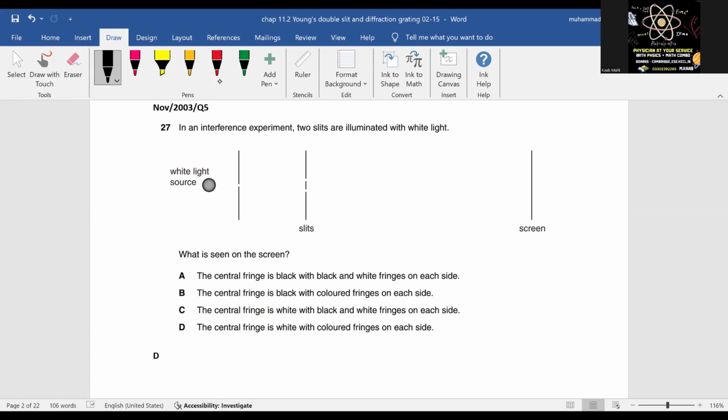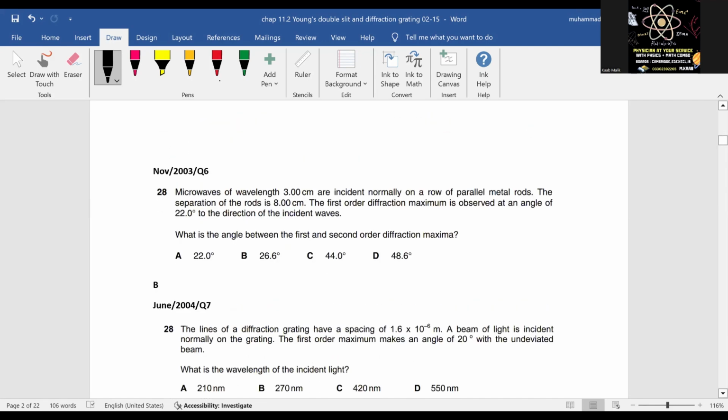For B, the central fringe is black. No, still not possible. The central fringe is white, with black and white fringes on each side. Option C looks possible: the central fringe is white with colored fringes on each side. Yes, because you're using white light, it will show the different colors as well. We also understand the concept in the notes. I showed you a picture of the experiment and the screen using white light. There will be a center bright spot with white light, and there will be colors and then a dark spot and then colors. So D, fine. Let's move on to this one.